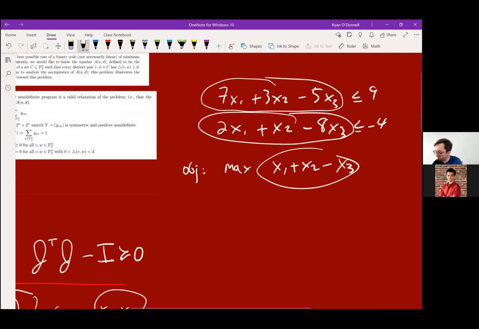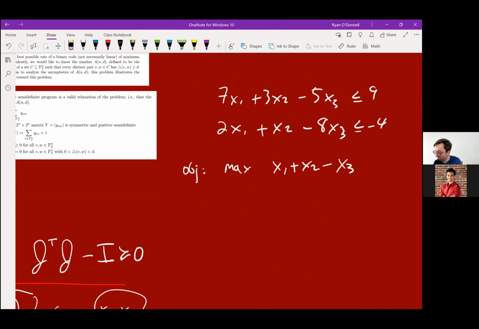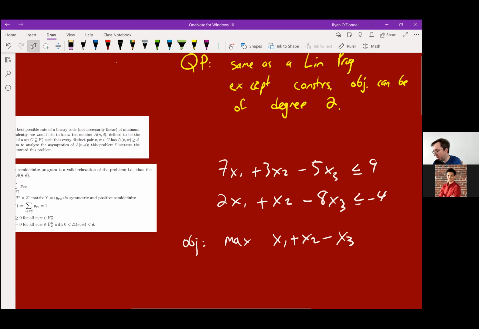In a quadratic program, they're just allowed to be quadratic. So you can have degree 2, some squared term. You can have x1 squared, x1 times x2, x1 times x3, and in the objective function you can have x2 x3 plus 5x1 x2 minus x2 squared or something like this.